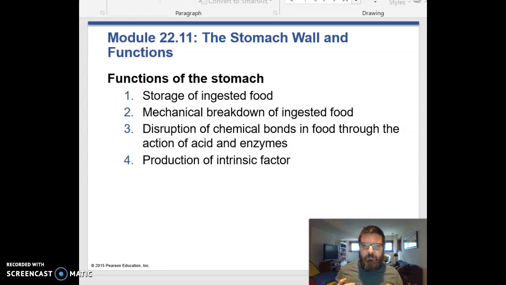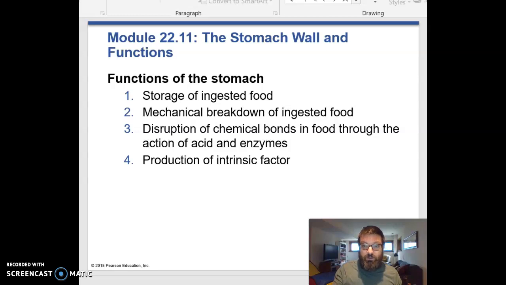But we secrete an enzyme called pepsin in the stomach, which breaks peptide bonds. And peptide bonds are what hold proteins together. They hold amino acids together in a big polypeptide mixed protein. So proteins begin their chemical digestion in the stomach.